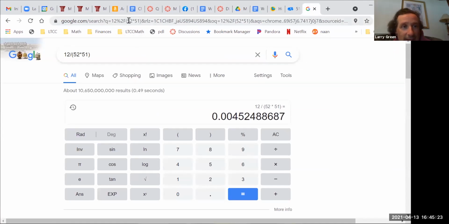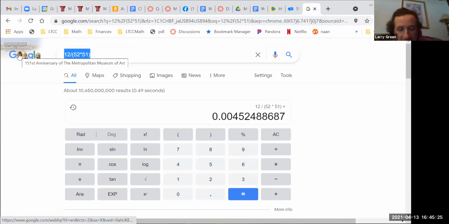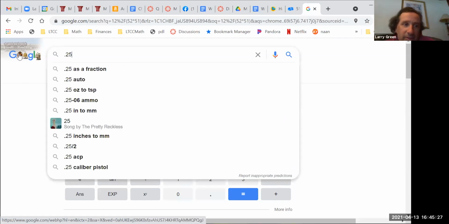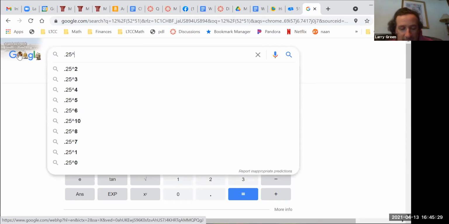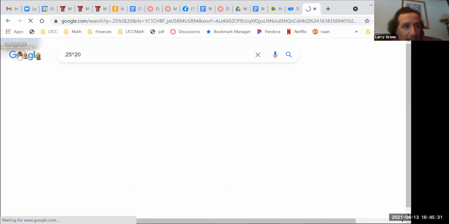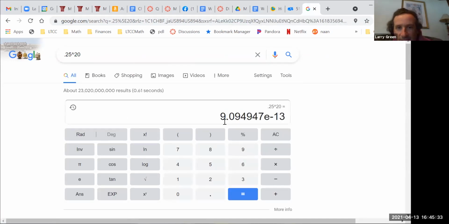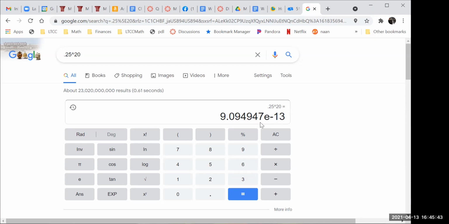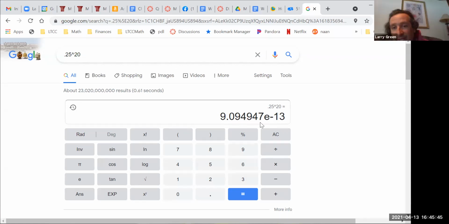So let's calculate that out. I'm going to go 0.25. 1 in 4 is a quarter, 0.25 to the 20th power. Okay, if you see this e negative 13, what does that mean? It means it keeps going. What does it mean? Very small, but what exactly does it mean?